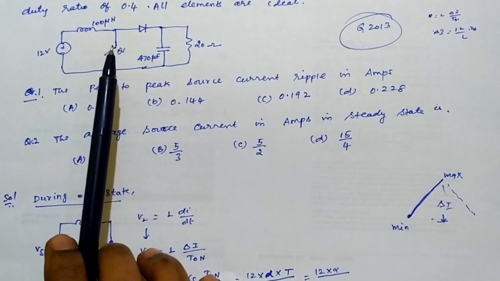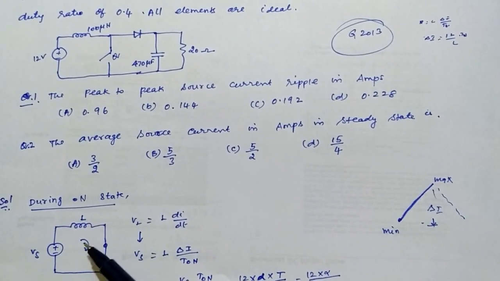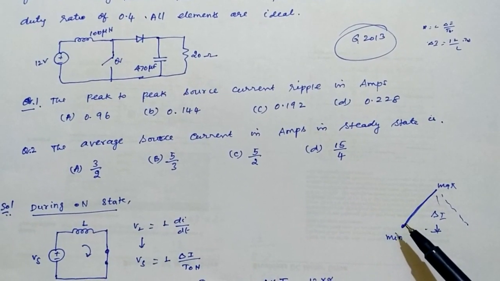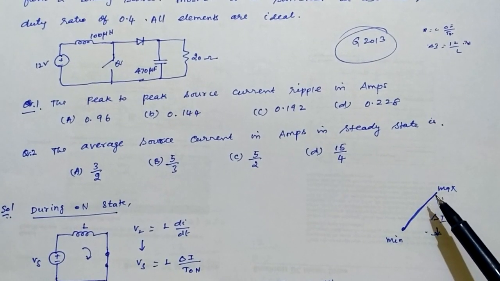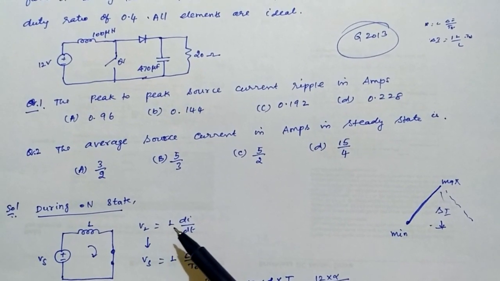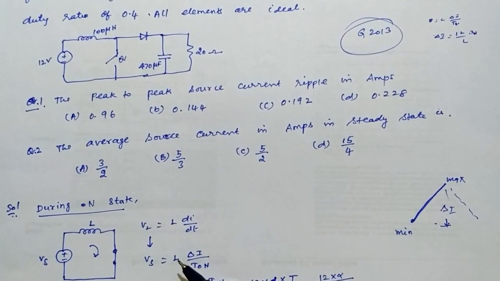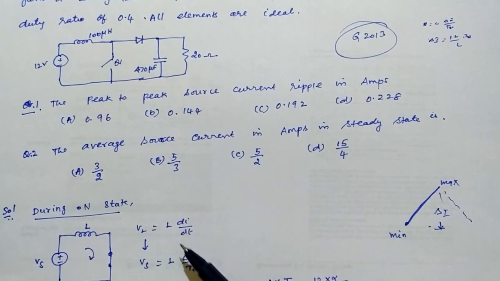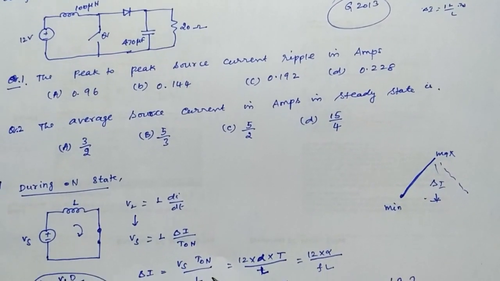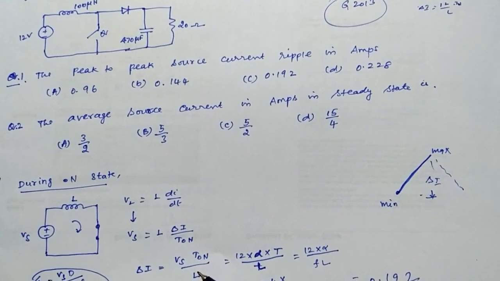During the on stage, this is the circuit arrangement. The inductor is getting charged from the minimum value to the maximum value. The current through the inductor is increasing linearly from minimum to maximum. Again, we know the formula for the inductor, VL is equal to L into di by dt. The voltage across the inductor is nothing but the supply voltage Vs, equal to L into the rate of change of current, which we represent as del I. This happens in the time T on. So from this we can conclude del I is equal to Vs T on by L.